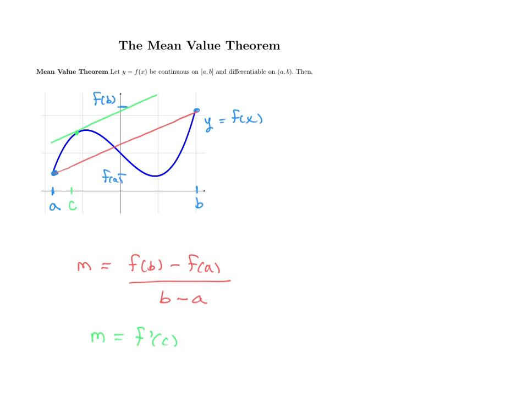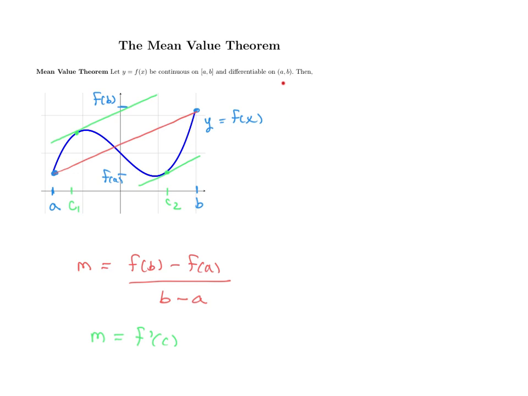Now, this isn't the only place where this happens. It looks like there's another spot right about maybe here. So it looks like at this spot, the same thing happens. So maybe it's a c1 and a c2. But this is the conclusion of the mean value theorem. If you have a function that is continuous on a closed interval, and you can take the derivative inside the interval, then the slope of the line between the endpoints is going to be equal to the slope of the tangent line somewhere within this interval, possibly at multiple places.